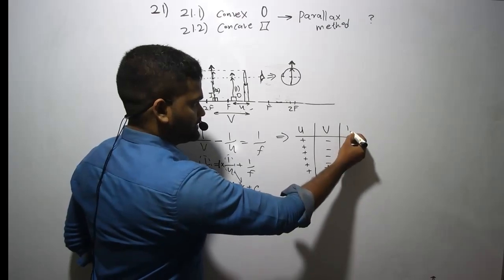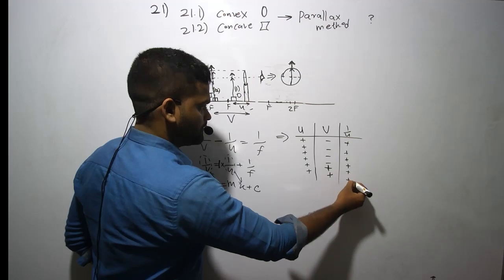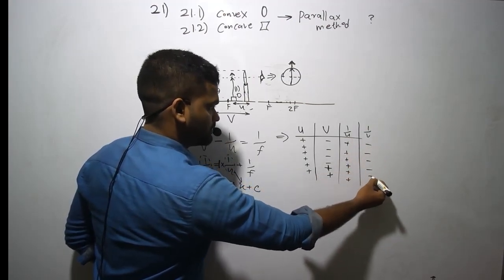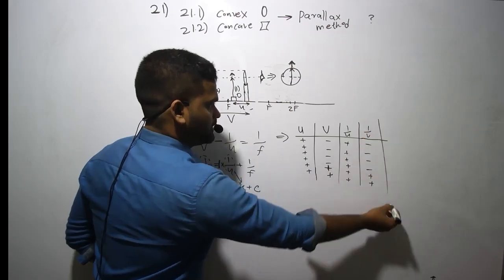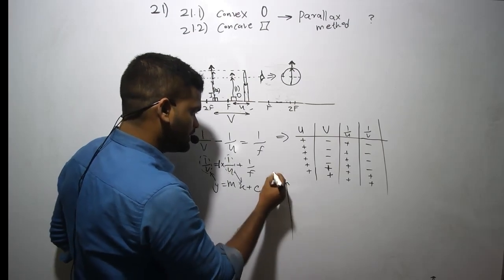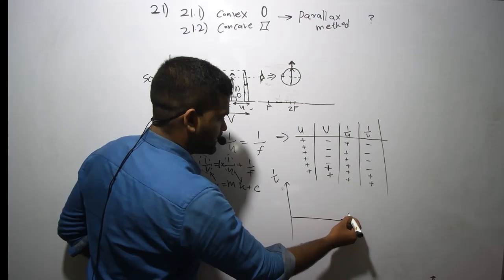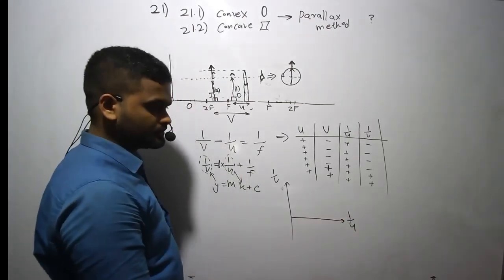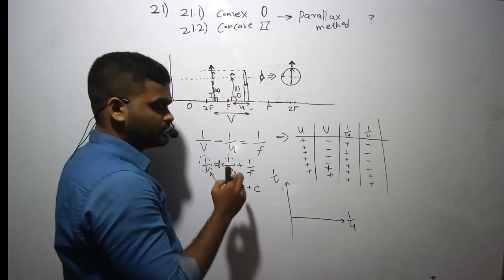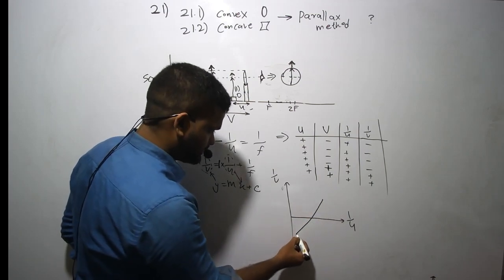Then what you do is you take the reciprocal of U, those are positive. Reciprocal of V, those are negative. So you have values for these. Then using those values, you can draw the graph. The y axis is 1 over V. Then you have x-axis 1 over U. So the graph needs to have a gradient of +1. So the graph will be something like that, something like this.